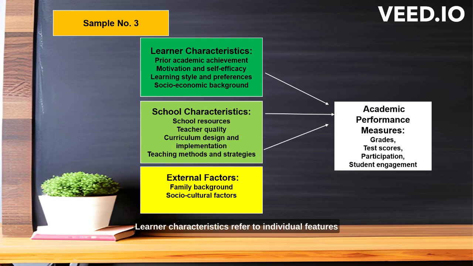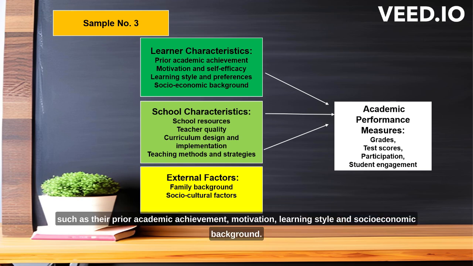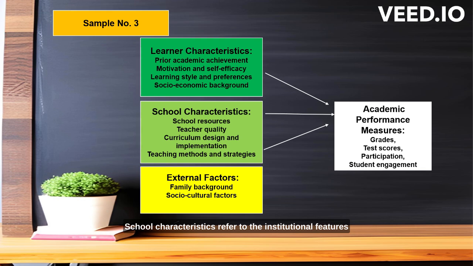Learner characteristics refer to individual features of the students that may impact their academic performance, such as their prior academic achievement, motivation, learning style, and socioeconomic background. School characteristics refer to the institutional features that may influence academic performance, such as school resources, teacher quality, and teaching methods. Finally, external factors include the contextual factors outside the school environment that may impact academic performance, such as family background and sociocultural factors. The framework suggests that these three factors are interconnected and affect academic performance.